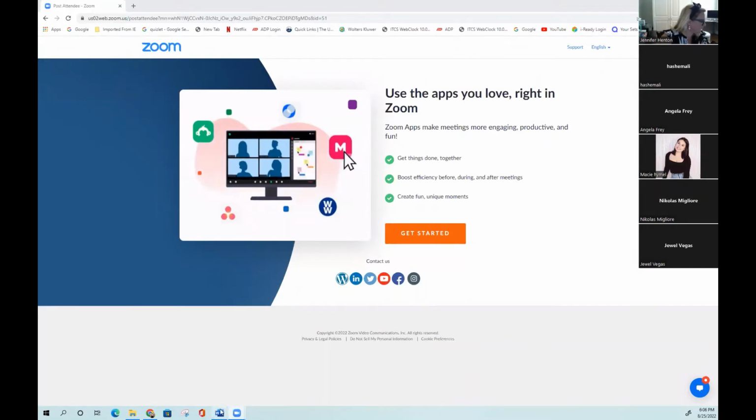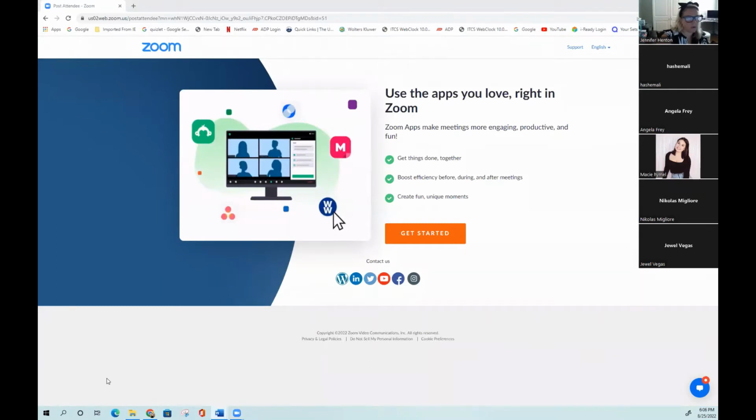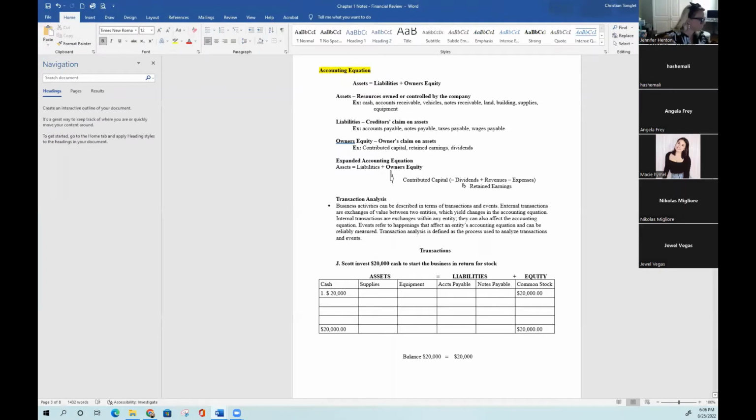So on Moodle, I put the chapter 1, 2, and 3 notes from that principles class. That way you had something to read over and get some information. The questions that are on Connect, you should be able to find most of the answers in this information.